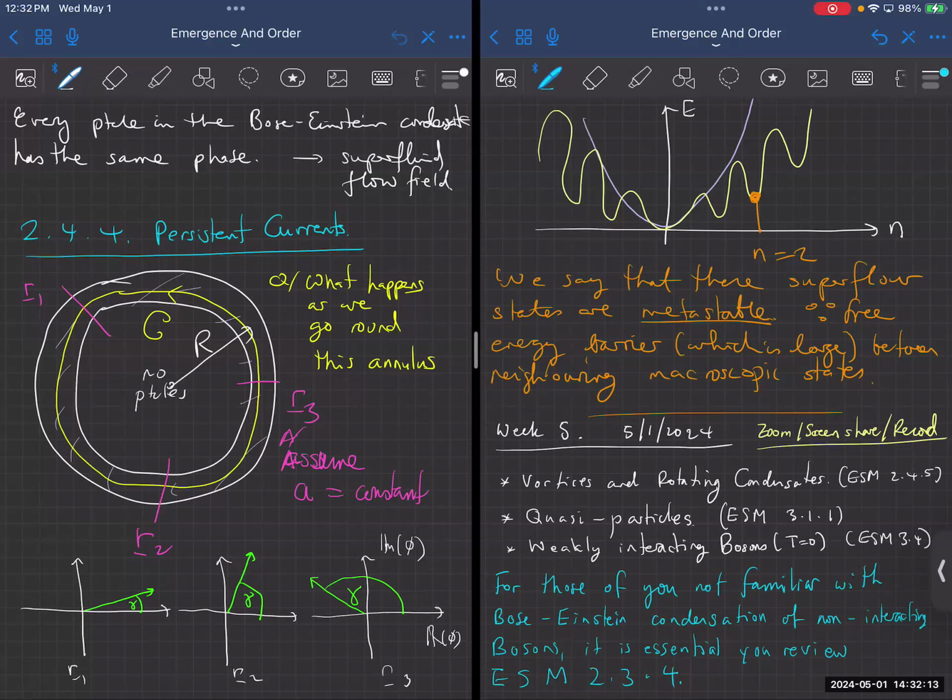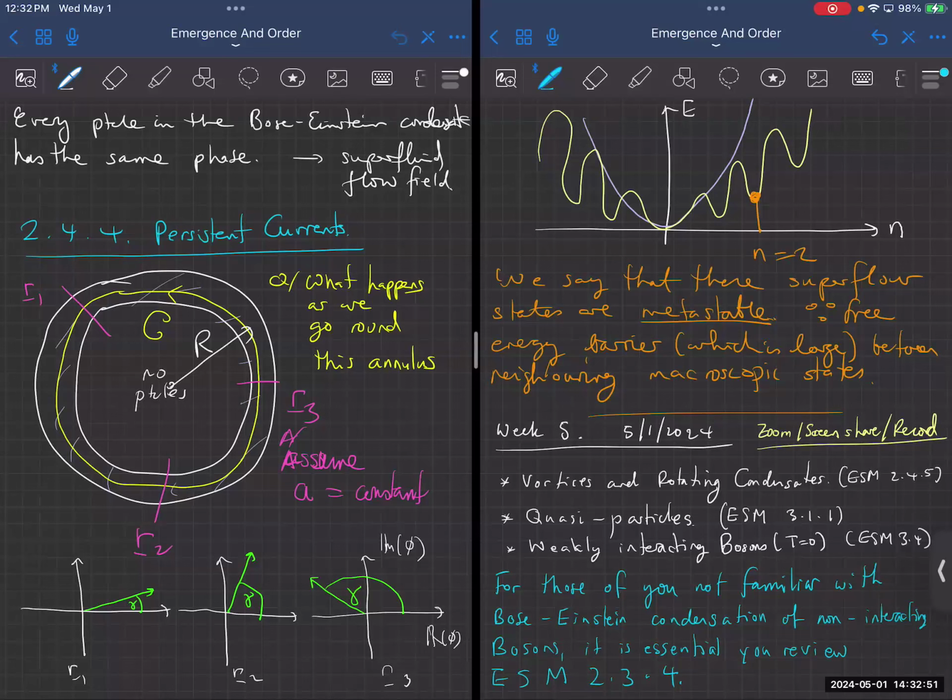So last time we talked about persistent currents of a macroscopically occupied quantum state in an annulus geometry, and we saw the idea that there can be persistent currents in such a state. So what we're going to do today is not talk about the annular geometry. We're going to talk about just a regular fluid, and we're going to see that you get a phenomenon known as quantum vortices. We'll spend maybe half a lecture talking about those.